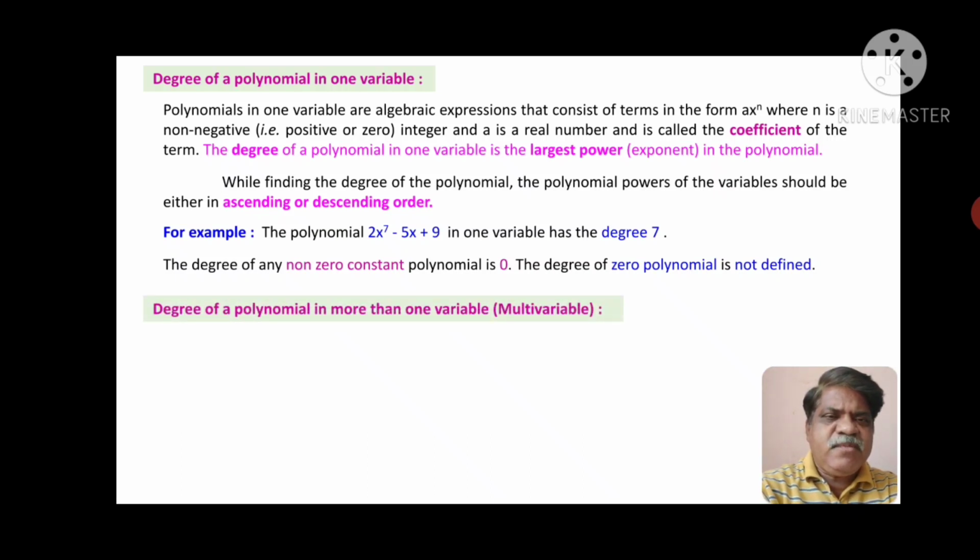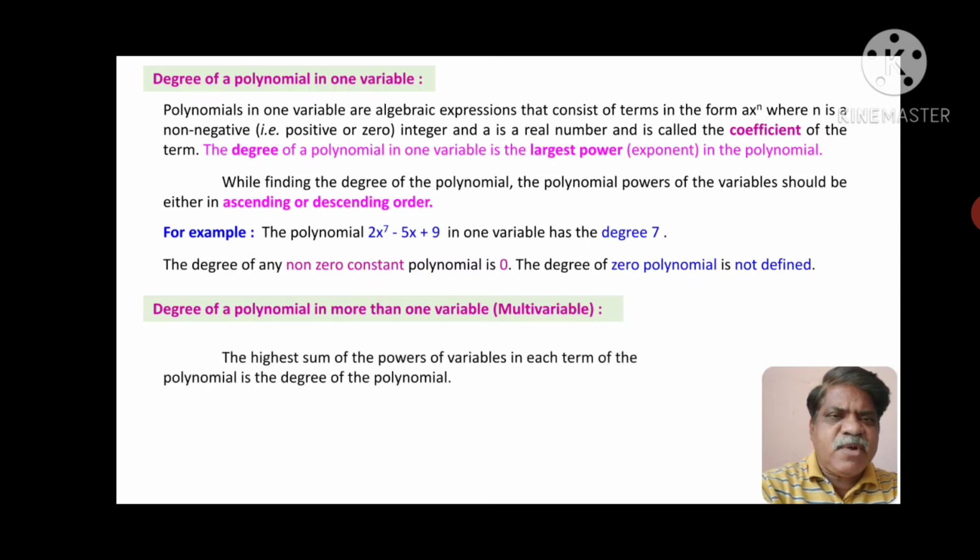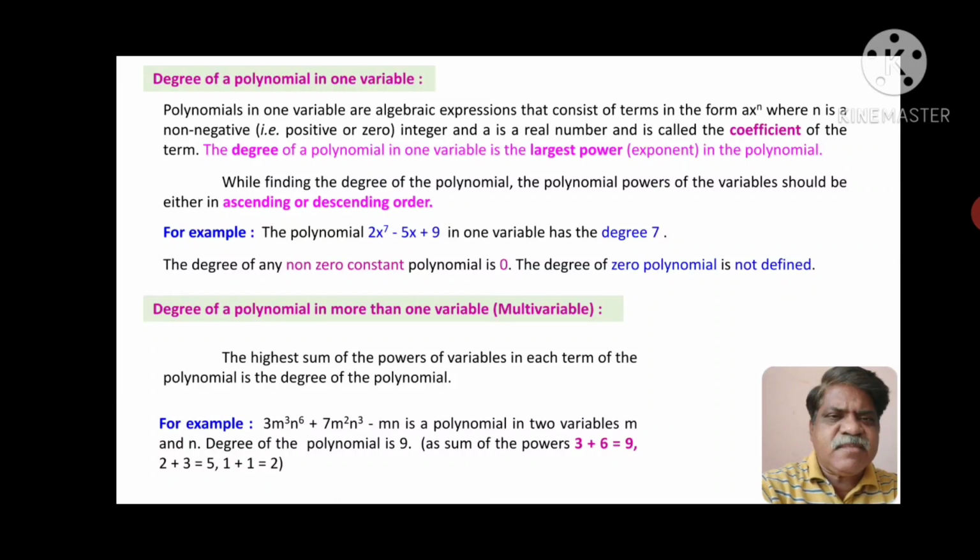Now, the degree of a polynomial in more than one variable, that is also called a multivariable. The highest sum of the powers of the variables in each term of the polynomial is the degree of the polynomial. For example, 3m^3n^6 + 7m^2n^3 - mn is a polynomial in two variables m and n. The degree of the polynomial is 9, as the sum of the powers 3 plus 6 is equal to 9 in the first term. Second term, 2 plus 3 is 5, and third term, 1 plus 1 is 2. But the highest power or exponent is in the first term, it is 9. Therefore this polynomial has a degree 9.